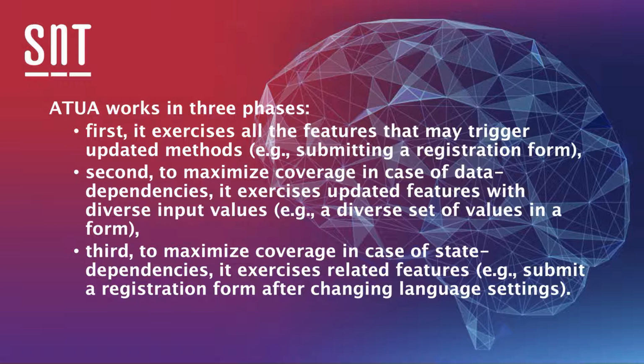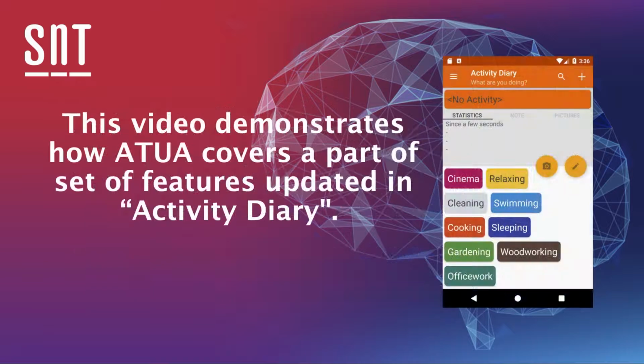Second, to maximize coverage in case of data dependencies, it exercises updated features with diverse input values, for example, a diverse set of values in a form. Third, to maximize coverage in case of state dependencies, it exercises related features, for example, submitting a registration form after changing language settings. This video demonstrates how ATUA covers a part of the set of features updated in the Activity Diary app.